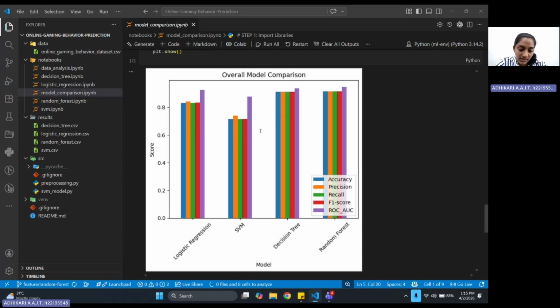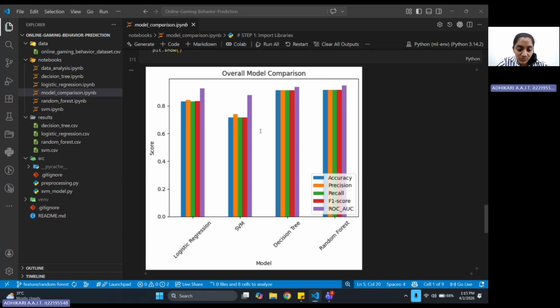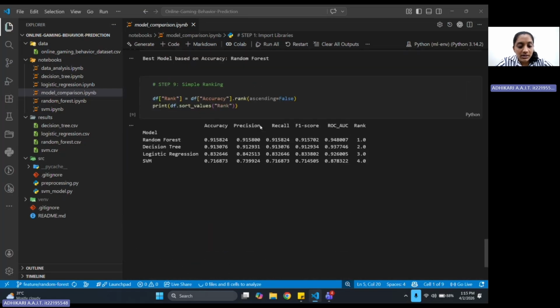Finally, based on all results, Random Forest is the best model. Decision tree is also strong but slightly less stable. Logistic regression gives a good baseline. SVM performs the worst in this case. So overall, Random Forest is the most suitable model for predicting online gaming behavior.